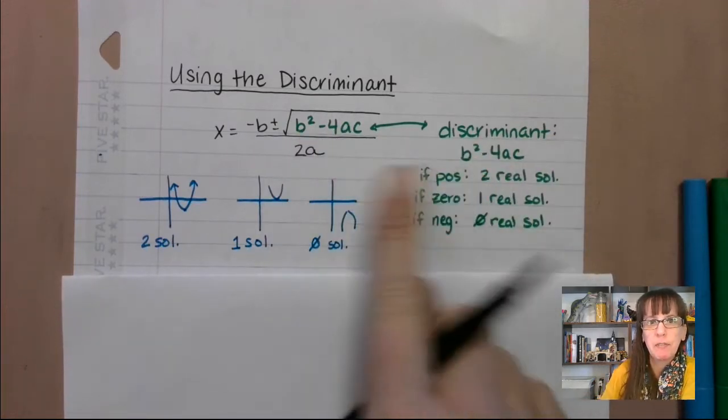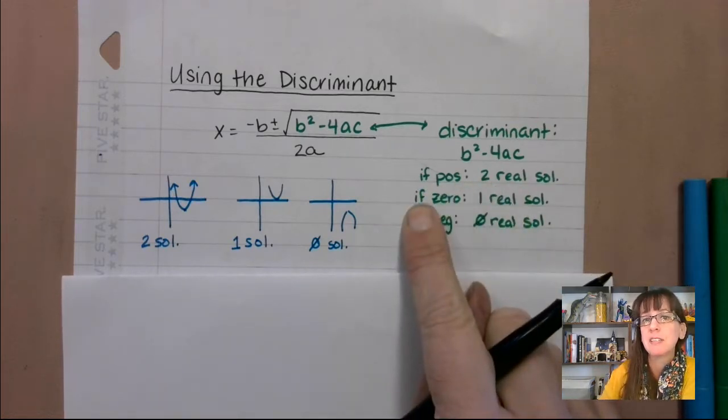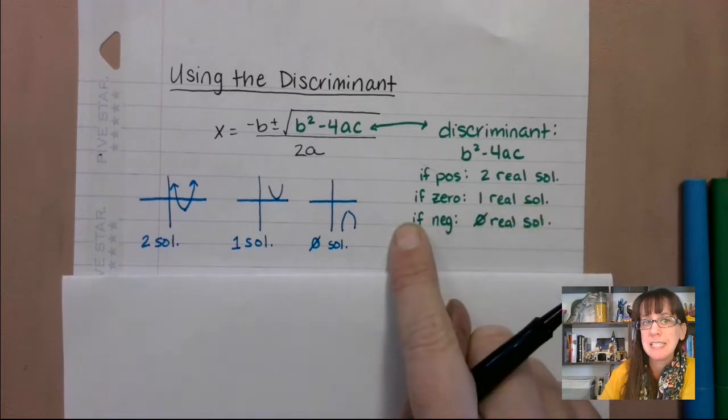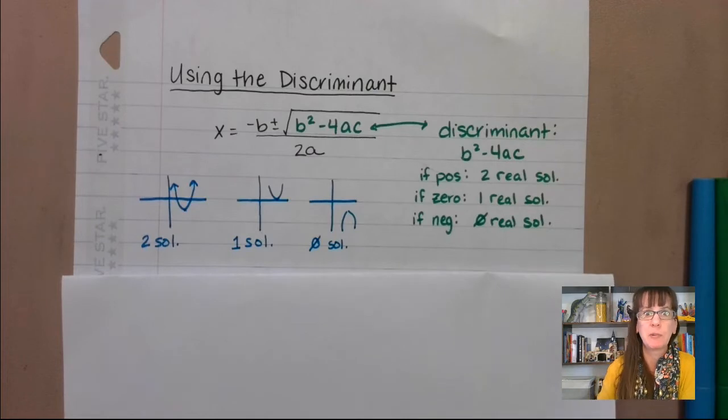Now, if you figure that out and your discriminant is positive, you get 2 real solutions. If it's a 0, you get 1 real solution. If it's negative, there are no real solutions. And in Algebra 2, we'll talk about non-real solutions.